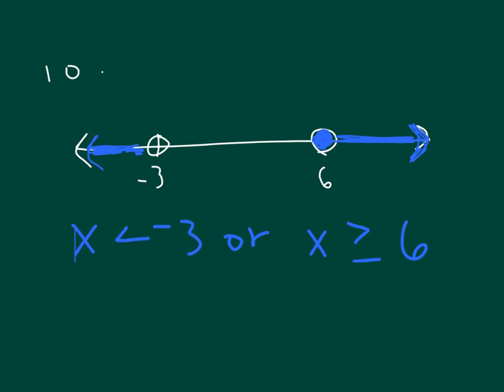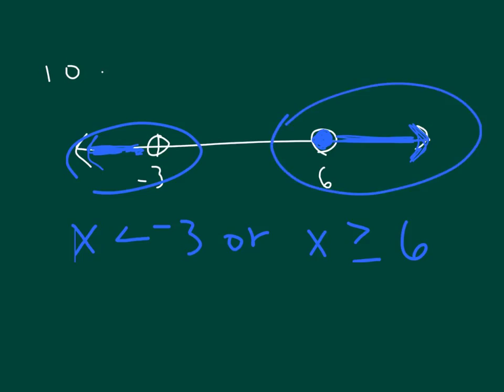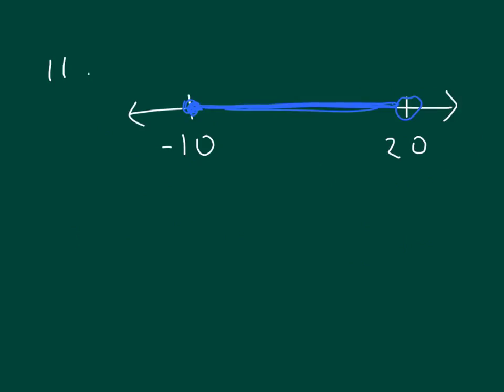So we just break it down and write something that describes this, then write something that describes this, and it can be either one, but it just can't be the space in the middle. It can't be anything in between here. So this is the correct response to number 10. X is less than -3, or X is greater than or equal to 6.